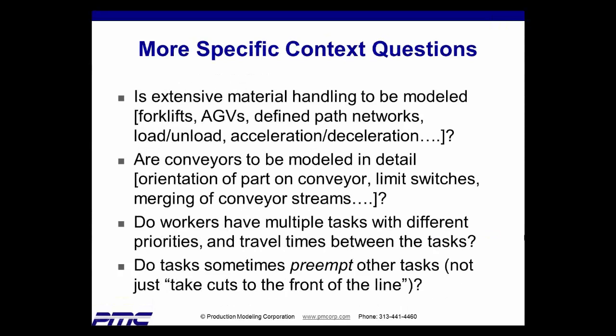And under more specific context, there are 4 bullet points here. The first 2 pertain in particular to things like factories and warehouses, the traditional users of simulation. The third bullet point can be almost anywhere. Workers with multiple tasks in a factory, orderlies with many different things to do in a hospital, security guards with many different responsibilities in a shopping center, hotel workers with many different responsibilities inside the hotel.